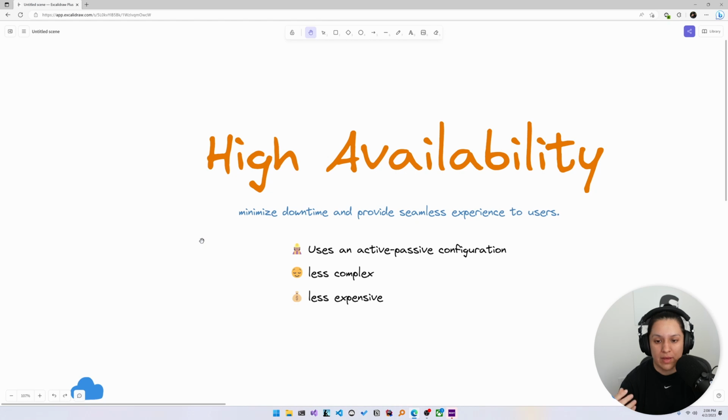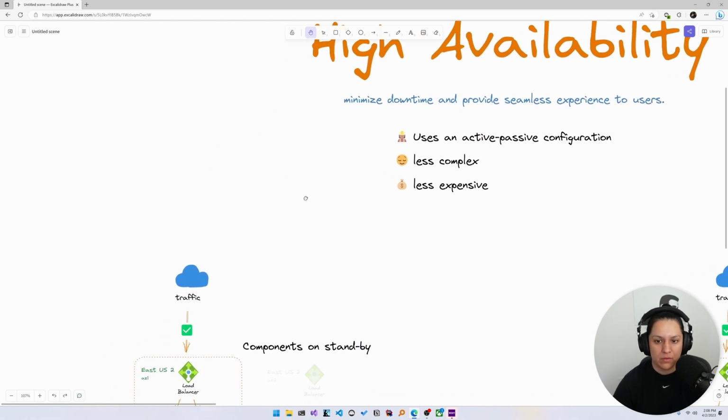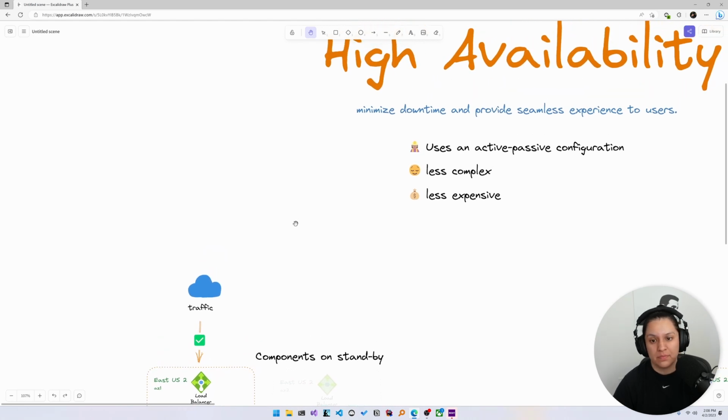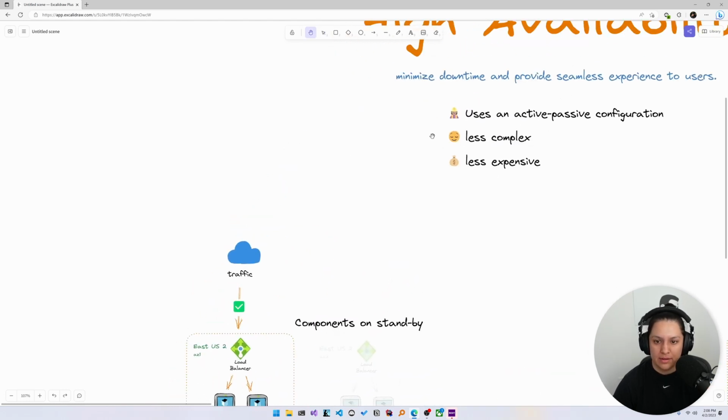The objective of high availability is to minimize downtime and provide a seamless experience to users. It uses an active-passive configuration, less complex, which also means less expensive, okay? And we are not aiming for 100% uptime because that's not achievable with high availability. When we take a look at fault tolerance, we'll talk a little bit more about that. And again, just keep in mind it's minimized downtime, right?